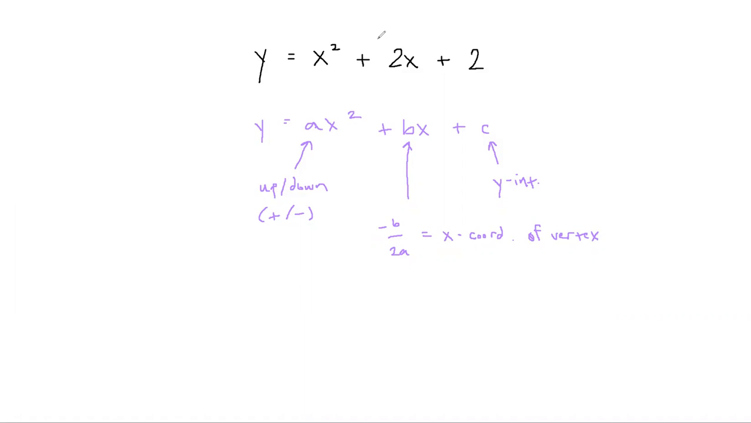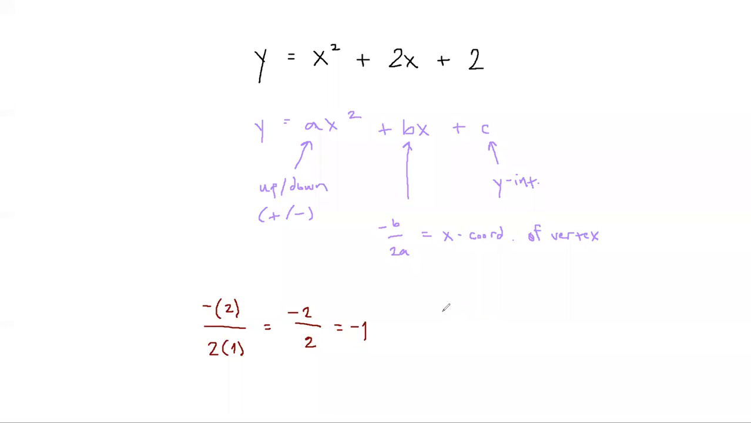Calculating the value of negative b over 2a based on the equation we're given, we get negative 2 over 2 times 1. This gives us negative 2 over 2, which is equal to negative 1. We know now that the x-coordinate of our vertex is negative 1, which rules out C and D as possibilities.